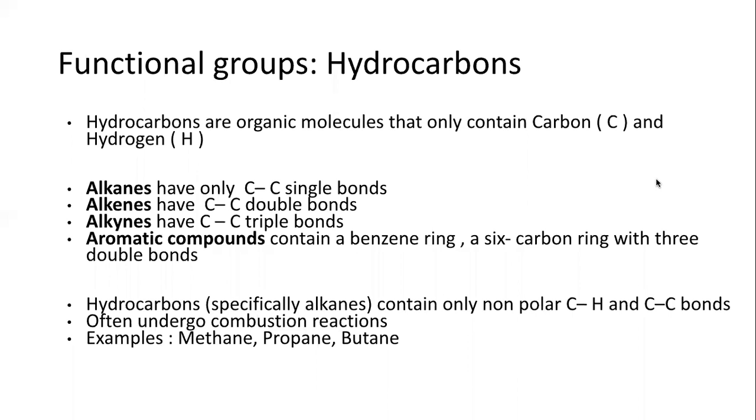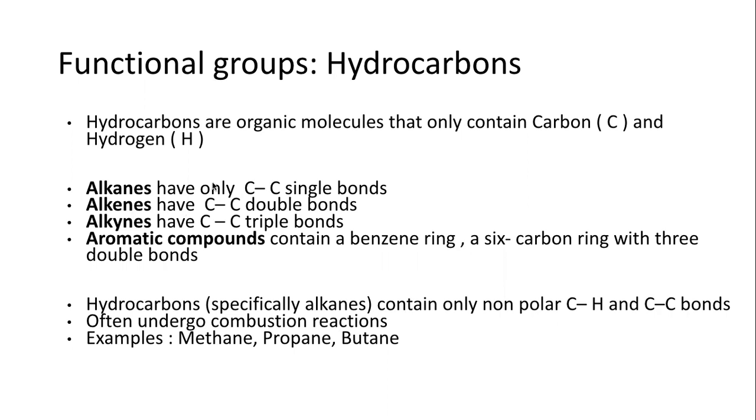Our first functional groups are hydrocarbons, and they are organic molecules that only contain carbon and hydrogen. Within this main functional group of hydrocarbons, there are some subgroups as well, and that depends on how many bonds that carbon is making to another carbon. And there are some visual representations in the next slide, but here are the names for the subgroups. So alkanes have only carbon-carbon single bonds.